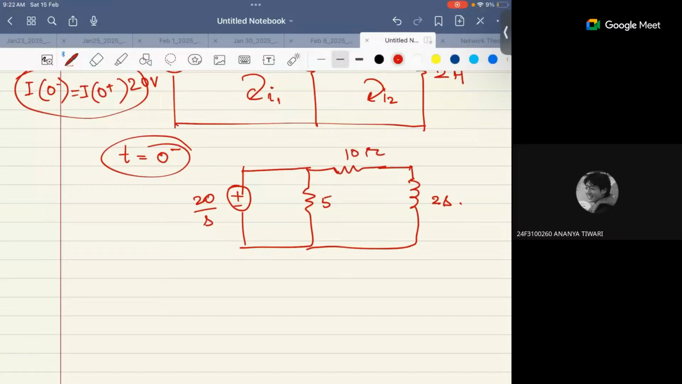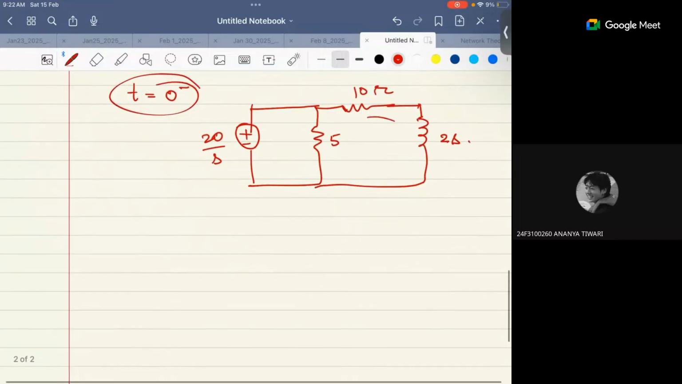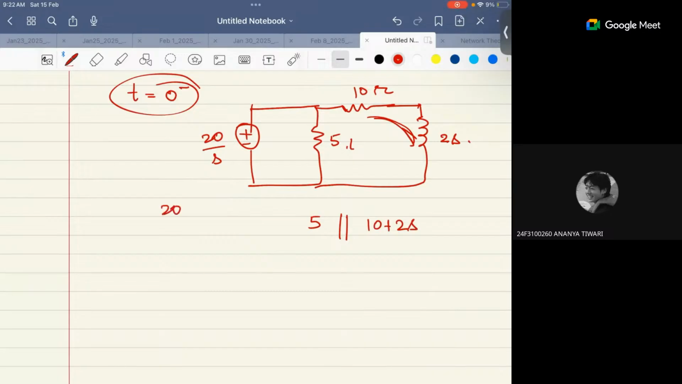When asked to find anything, you can find it, because this is in series and this is in parallel. So 10 plus 2S in parallel with 5, correct? And then 20 upon 7 S is the voltage. You can use the voltage divider rule to calculate I1 and I2 both.